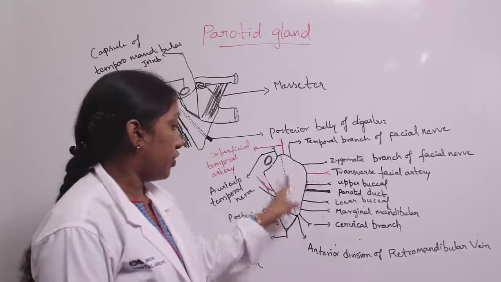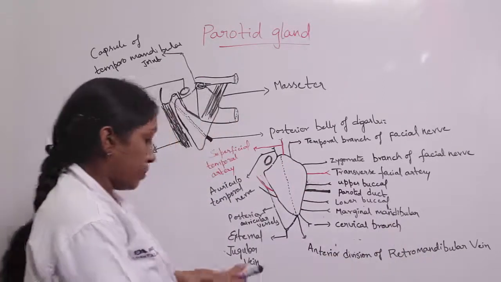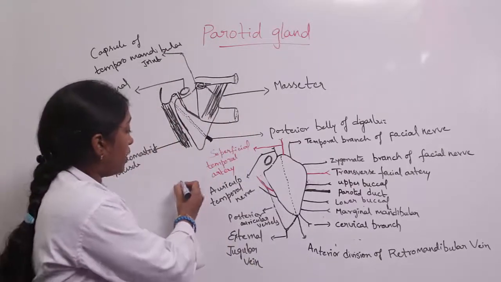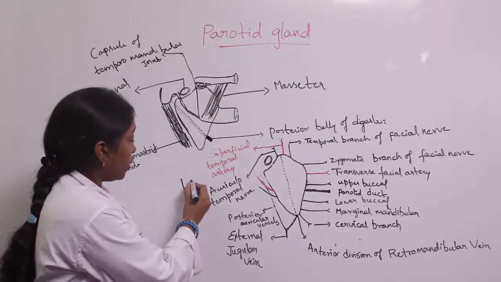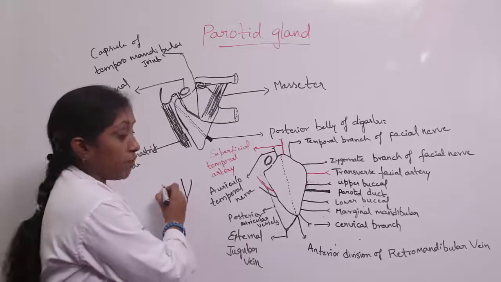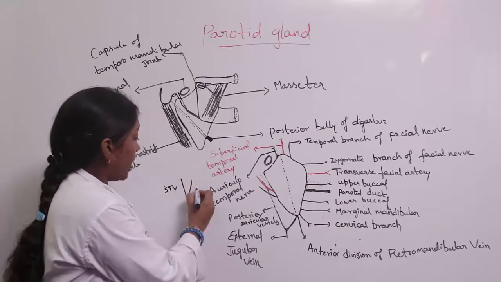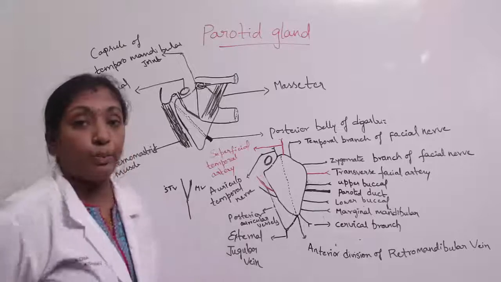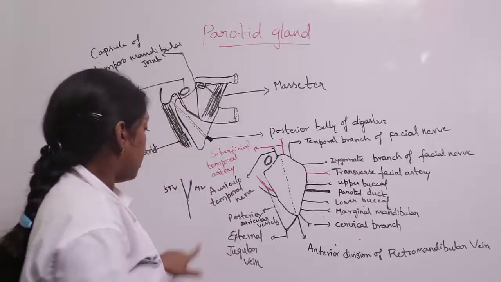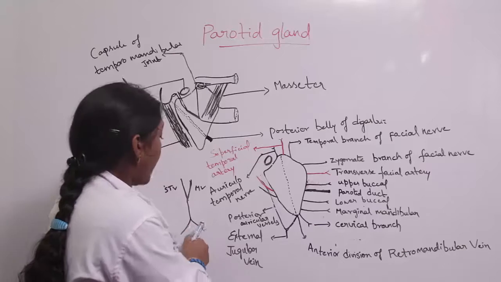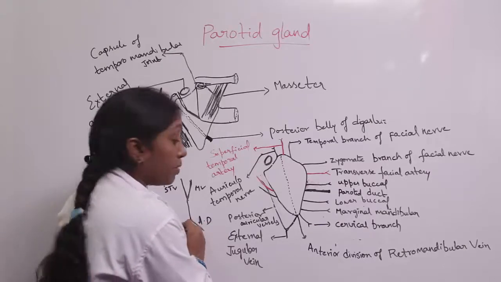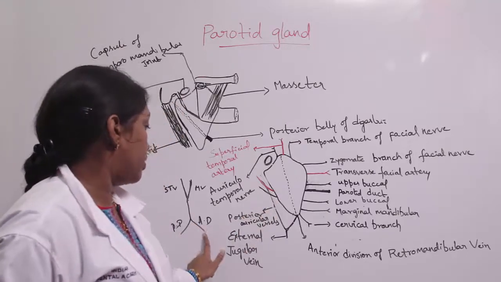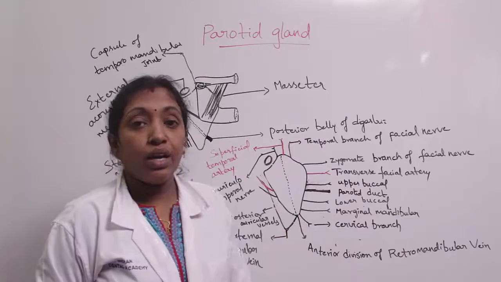We know how the retromandibular vein forms. The retromandibular vein is formed by the union of the superficial temporal vein and the maxillary vein. This retromandibular vein again divides into an anterior division and a posterior division. The anterior division emerges from the apex of the parotid gland.